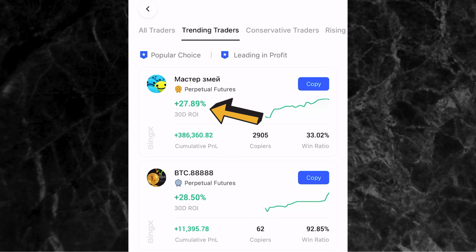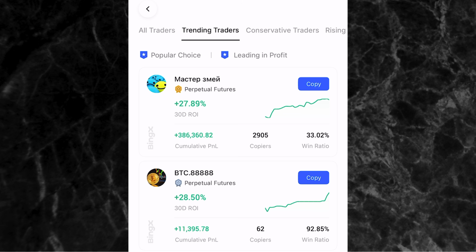So for example, you can see this trader right here. This person has made 27% profit in the last 30 days, which is good. And you can see the cumulative P&L, this person has made $386,000, which is huge. And you can see this person has 2,905 copiers. So this person is currently trending right now.